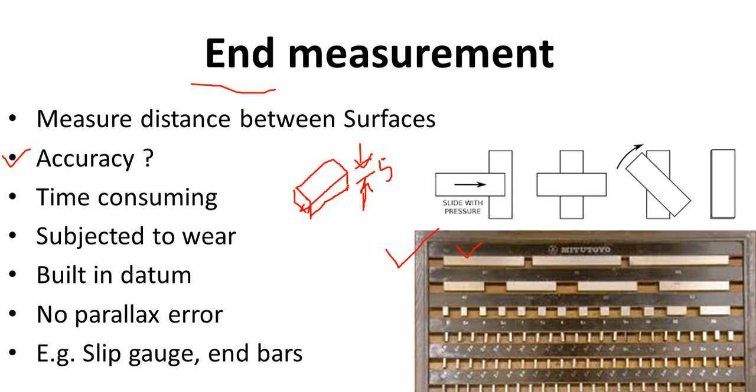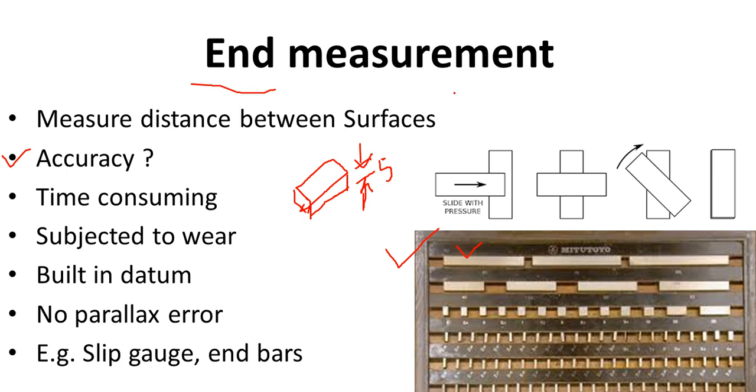That means if I have a 5 mm slip gauge, I can pick any, suppose a 2 mm slip gauge, and rub it on it, and then this 2 mm slip gauge will get attached to the 5 mm slip gauge, and this will become now a gauge block of 5 plus 2, 7 mm. So like this I can make different dimensions using the different slip gauges from this slip gauge box.